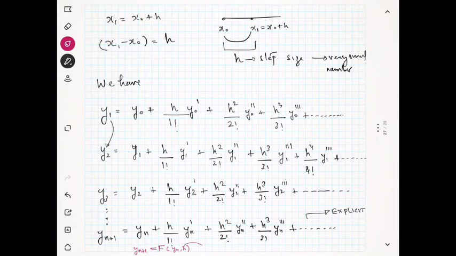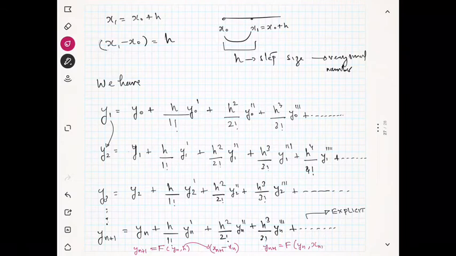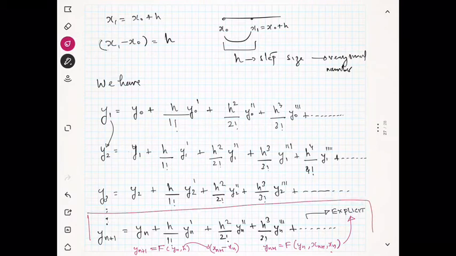And what is this h? h is nothing but xn plus 1 minus xn. So you can write yn plus 1 is a function of yn and h, and h is a function of xn plus 1 and xn. That's why this is known as an explicit method, and there is no yn plus 1 on the right side of this equation. So this is what you are going to use in the Taylor series method.